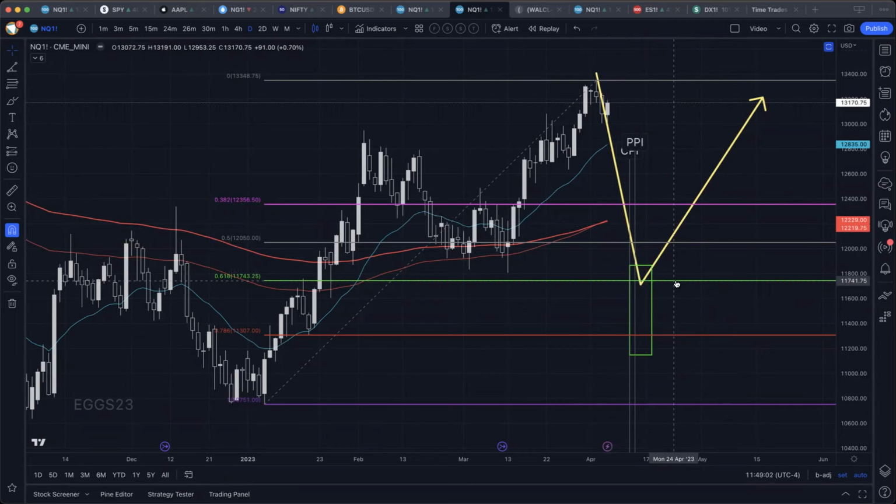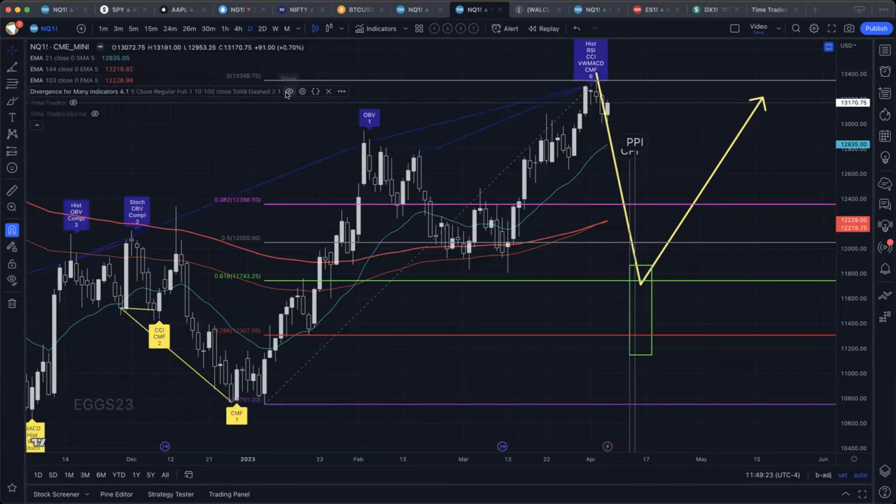So why do I think there's going to be a pullback in April? A lot of it comes back to astrology and a lot of it comes back to technicals. Before we dive into the astrology, I do want to share some of the technical divergences we were talking about, using my favorite indicator, divergence for many indicators.